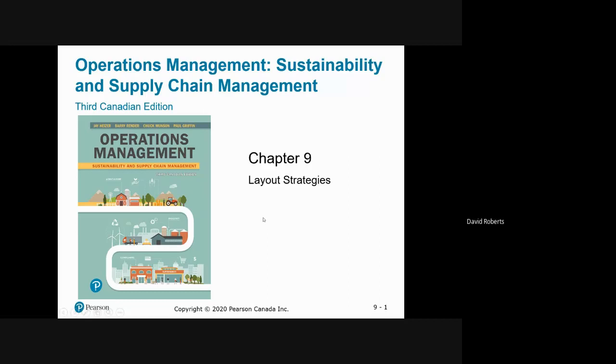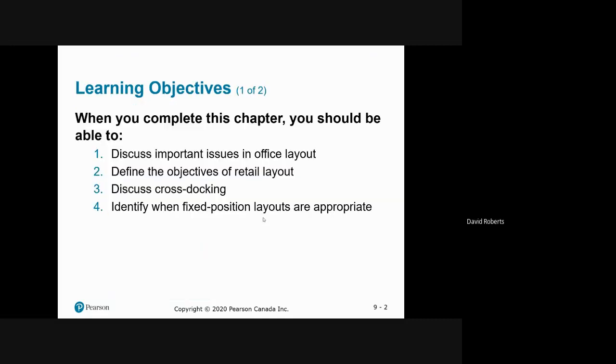Welcome to chapter number 9. As you can see from the slide, we're going to talk about layout and various strategies. We're going to talk about office layouts, retail layouts. A very important topic in supply chain is something called cross-docking, and I'll give you an example from Walmart.